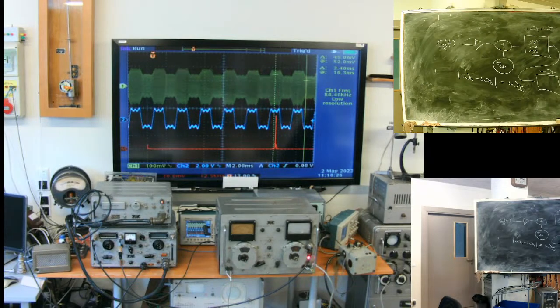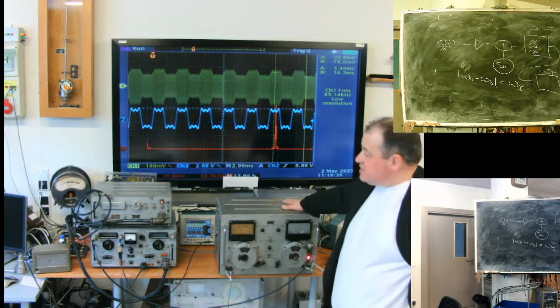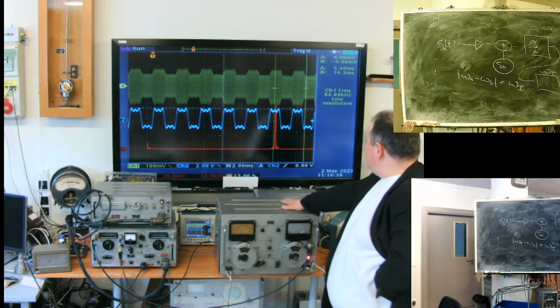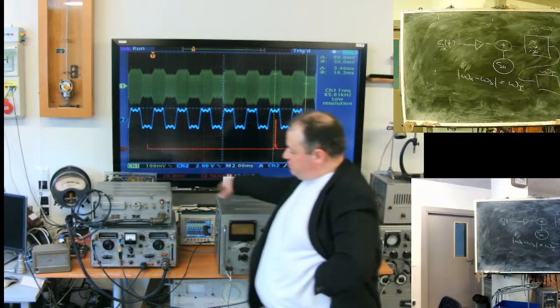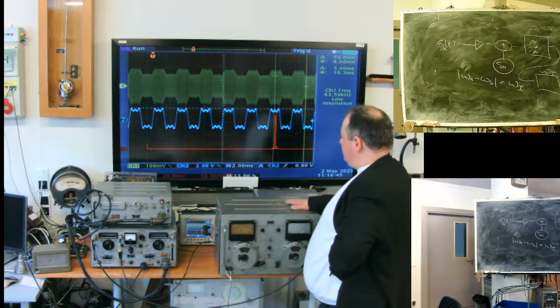At this moment I'm using amplitude modulation. The carrier is at a frequency of 20 megahertz. But to make it visible, I use this receiver to transfer it to 4 megahertz, to the interim frequency.